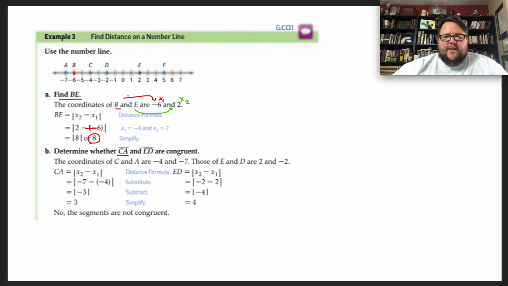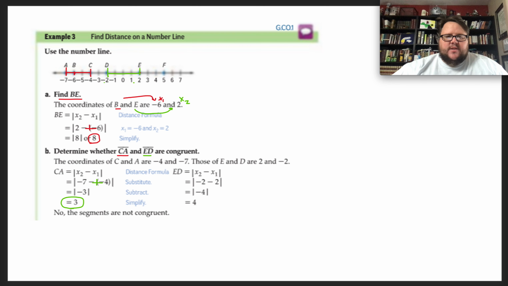Now they want us to determine if CA is congruent to ED. And remember, congruency means, are they equal? So we're going to find the distance between CA. C was -4 and A was -7. So you got -7 minus -4. Remember that becomes plus. So -7 plus 4, which is -3, absolute value. So CA equals 3.